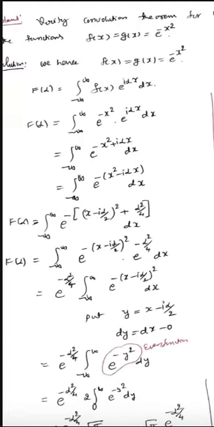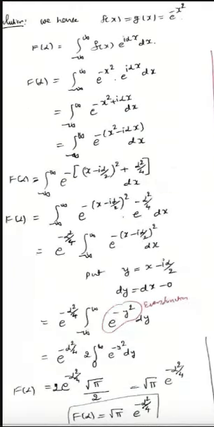Let us take x - i alpha/2 as y, a new variable. So dy is dx. So e^(-y^2), in the place of dx I can write dy, right? And e^(-alpha^2/4) is outside.